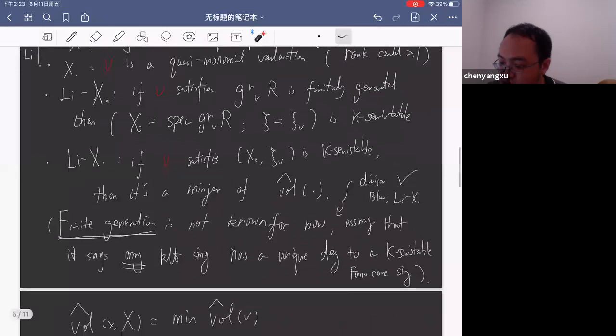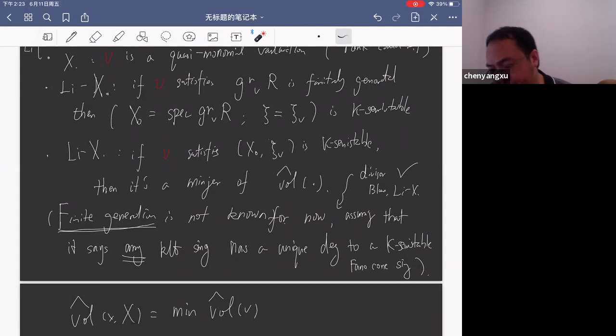So this was what I just explained, that the finite generation for now is still not known in this local case. Once you assume that, then basically once the singularity can be uniquely degenerated to some K-semistable Fano cone singularity, we call this kind of thing a Fano cone. Philosophically, you can think about this as that, besides being KLT, there is no local obstruction for a singularity to be on some K-semistable Fano variety. That's at least how I understand this kind of statement.